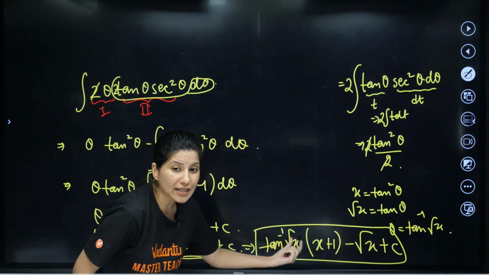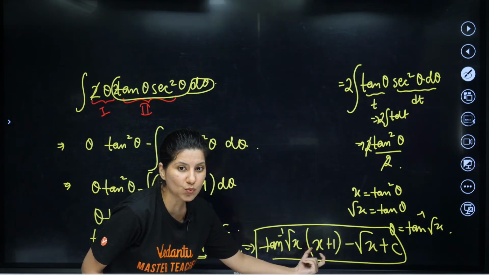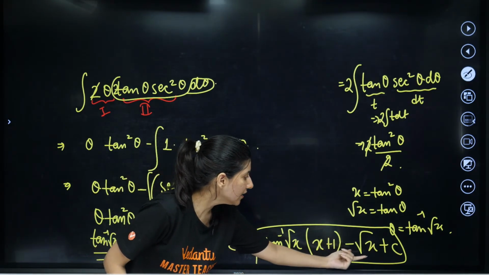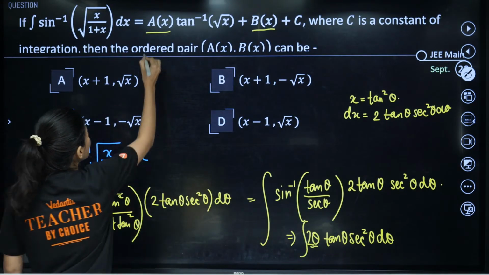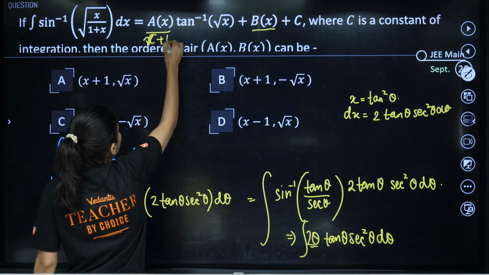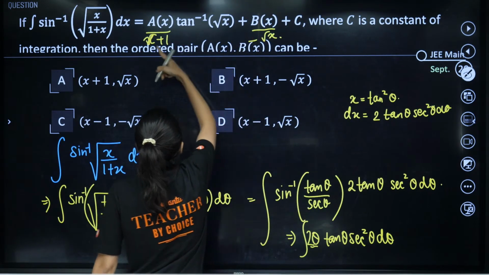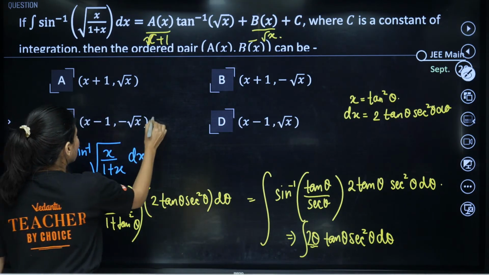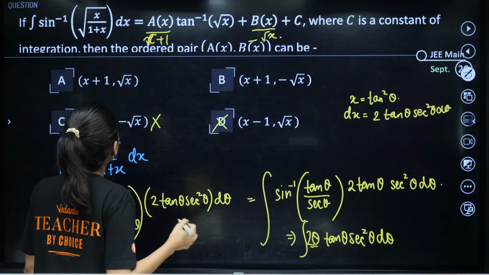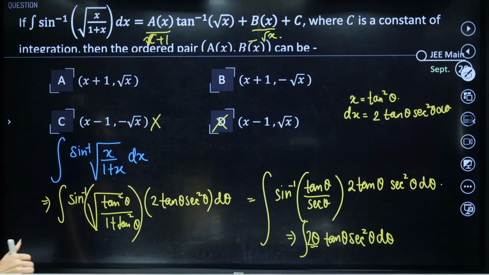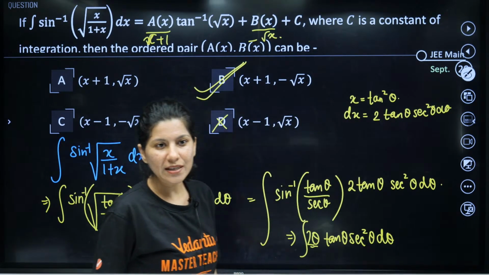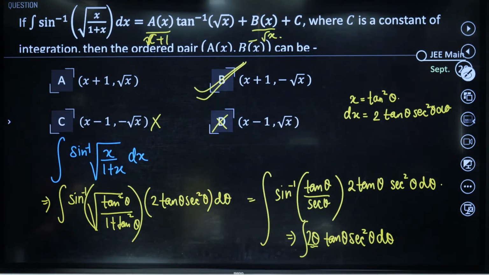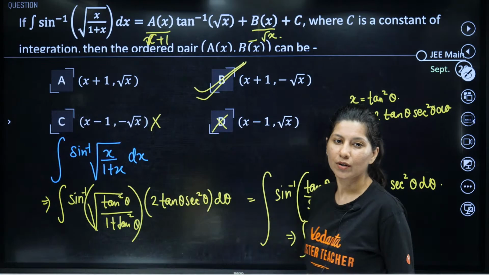Now, with tan inverse root x there is x plus 1, and next to this function will be minus root x. So A function is x plus 1, that means these two options are wrong. And B function is root x, so B function is minus root x. So option B is absolutely right. Yes, option B, absolutely right. Have a look and let me know.